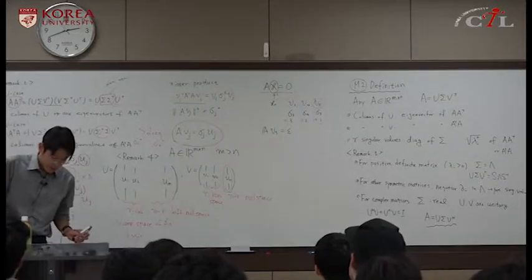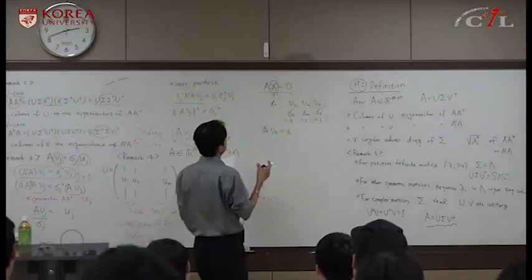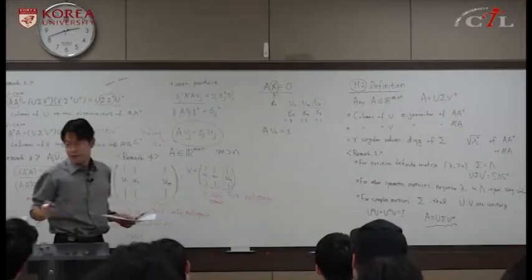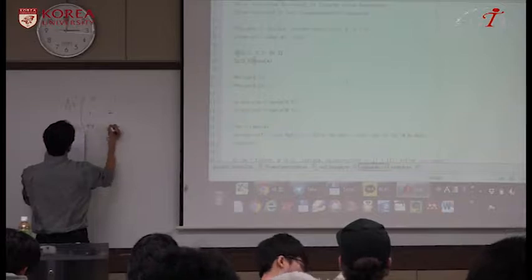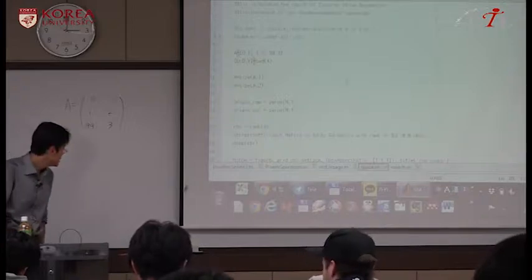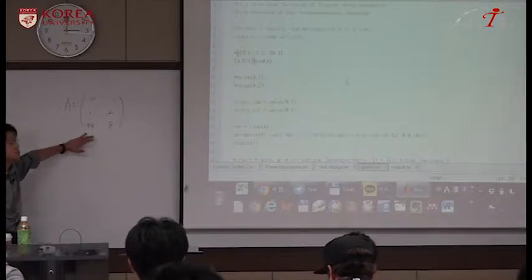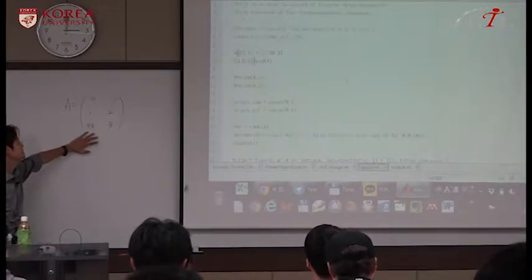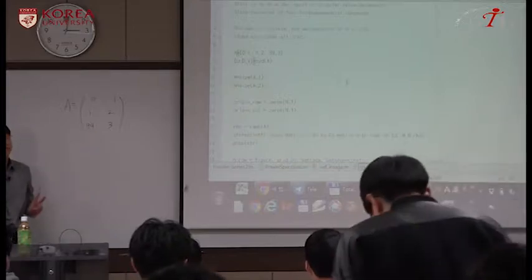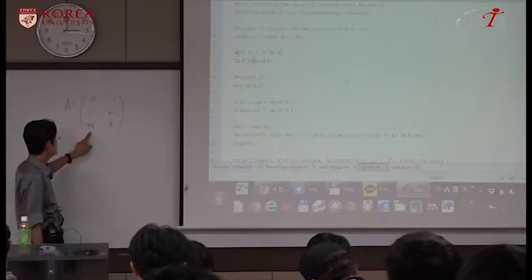So let me show you a real example. What if A is given to be this? Now let's do the singular value decomposition for this kind of matrix. For this kind of matrix, it's natural that the maximum rank is 2, right? Because there are 2 columns. Maximum rank is 2. And it seems like one factor is very large.